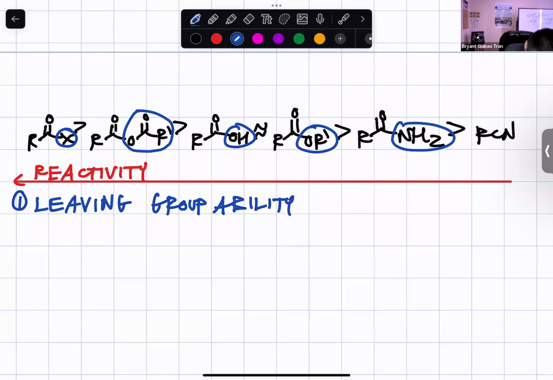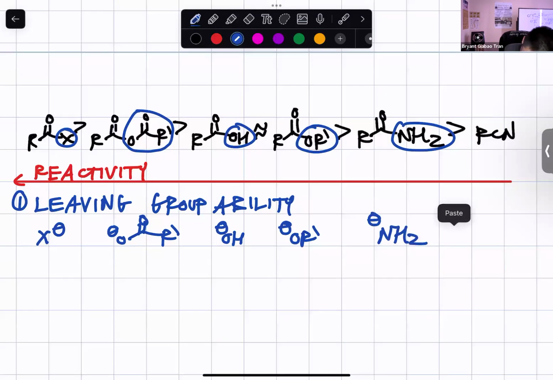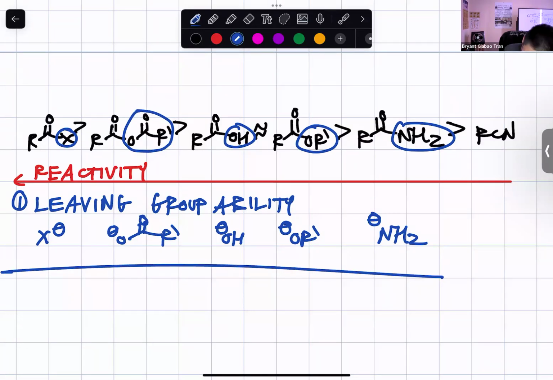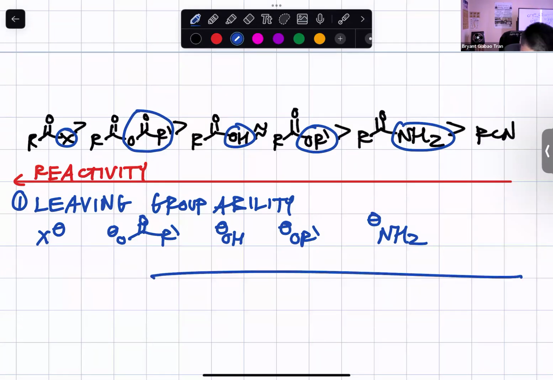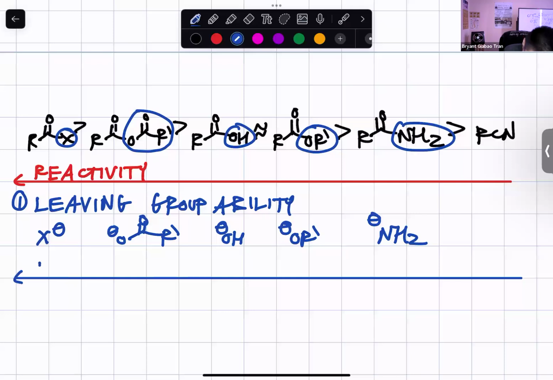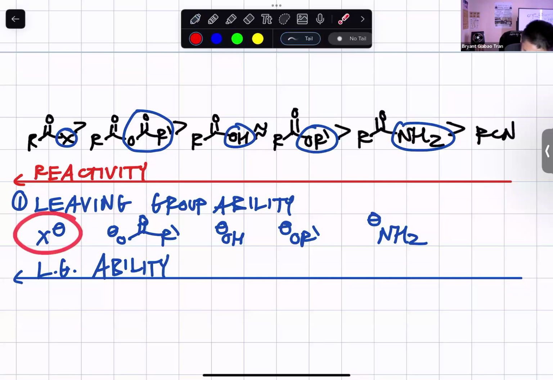Right, if I were to draw out the leaving group of these derivatives, I would have these with a negative charge. The leaving group ability increases in the same direction as the reactivity. I see that this X minus right here is the best leaving group because the negative charge on that halogen is super stable, because halogen is electronegative.